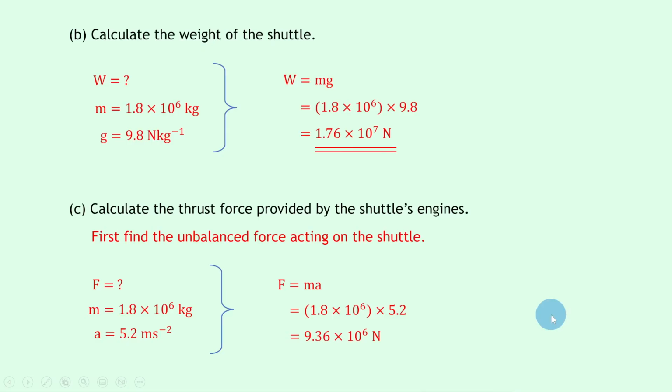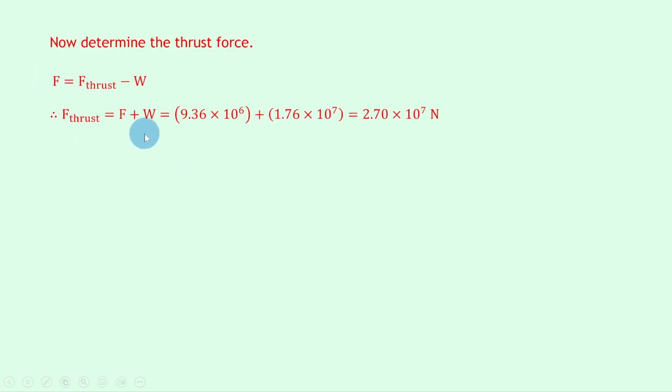So now we know the unbalanced force, we can now determine the thrust force. And we can write this difference in the forces as the unbalanced force F is equal to the thrust force minus the weight. So if we want to find the thrust force, all we need to do is add the weight to both sides. So we end up with F thrust equals the force plus the weight. And if we put the numbers in, we get 9.36 times 10 to the 6 newtons for our unbalanced force that we just calculated, plus 1.76 times 10 to the 7, which was our weight that we calculated in part B. And if you do that in your calculator, you should get an answer of 2.70 times 10 to the 7 newtons.